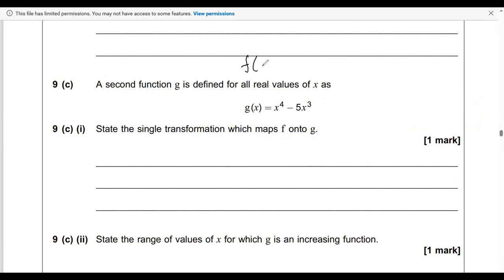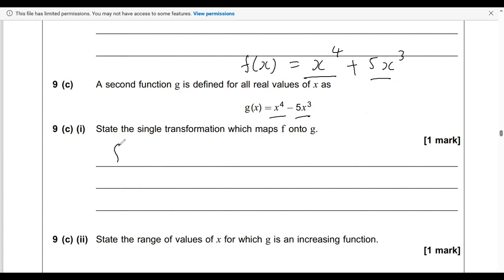So remember that our f of x was x to the power 4 plus 5x cubed. We want to describe the transformation that goes from f onto g. So what do we notice? The x to the power 4 is the same as the x to the power 4 there. That's not changed. But this second term here has become negative. So how could that possibly happen?